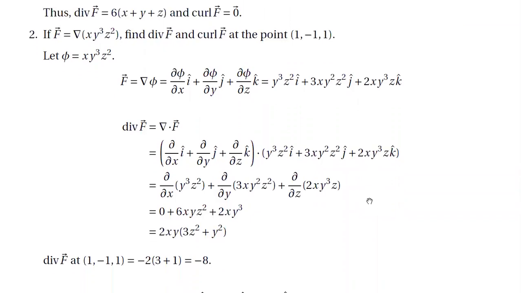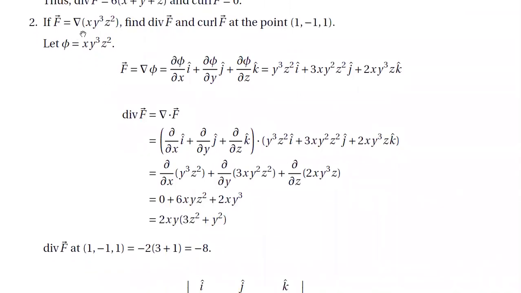Next problem. If vector f is equal to del of xy cube z square, find divergence of vector f and curl of vector f at the point (1, -1, 1). So here phi is given. Phi is equal to xy cube z square. First of all, let's calculate the value of vector f. Vector f is equal to del phi. So we have to find the value of gradient phi, because del phi is also called gradient phi.